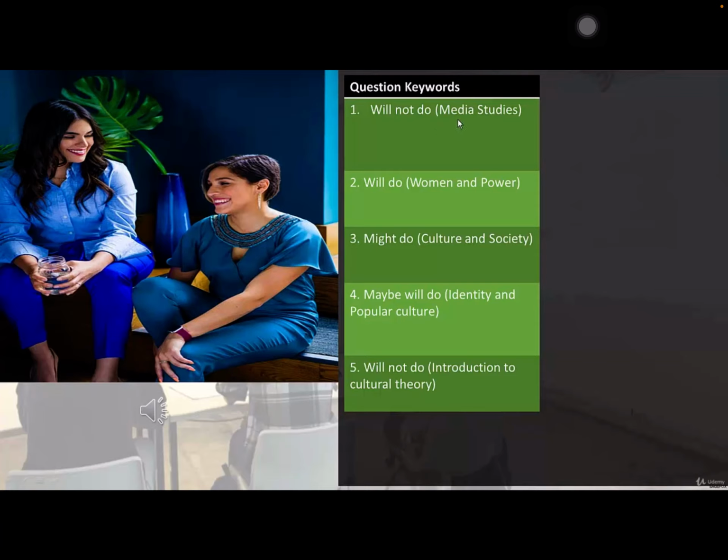So we already know the answer. When they talk about media studies, the person is going to say they will not do it, but they're going to say a paraphrase or synonym of will not do. Your job is to write down that paraphrase or synonym for will not do. When they mention women in power, they're going to say they will do it. Your job is to write down the synonym or paraphrase for will do. Culture and society, he said he might do it. Write down the language that means the same as might do. Okay, you got it? All right, let's go ahead and get started.